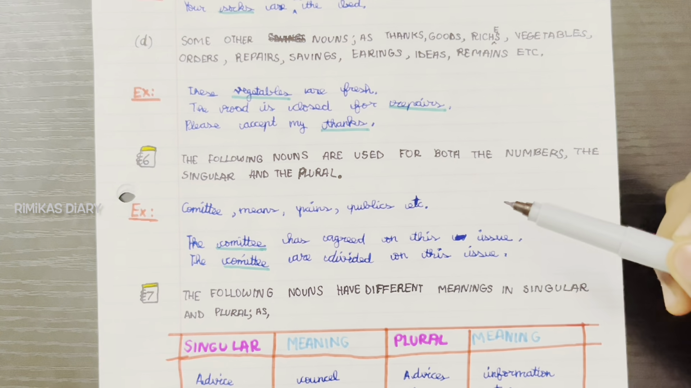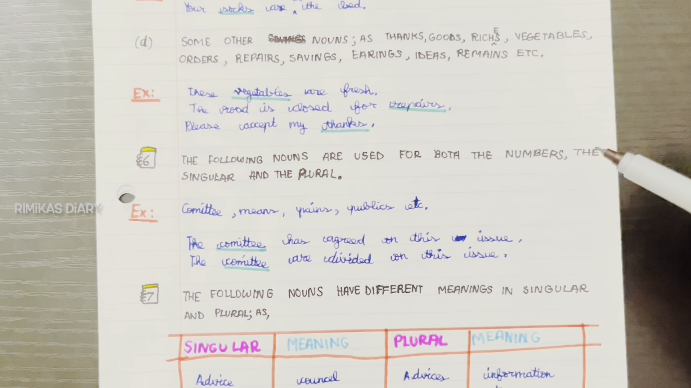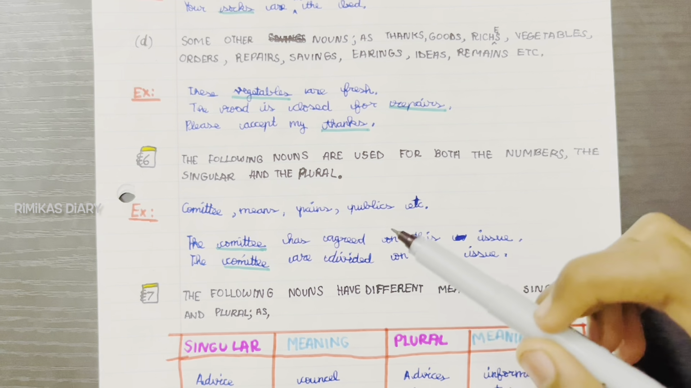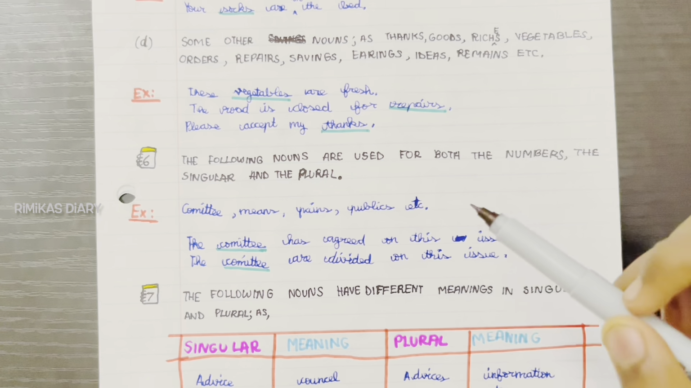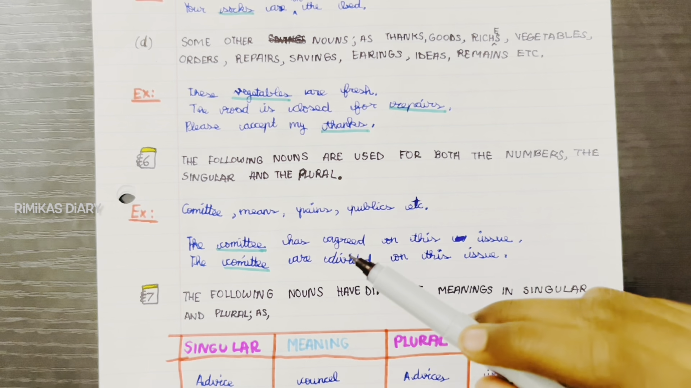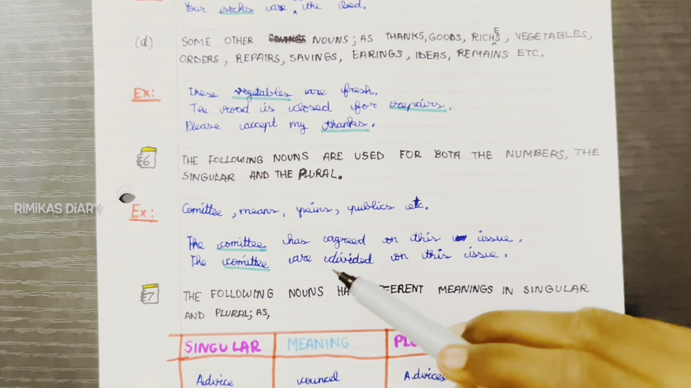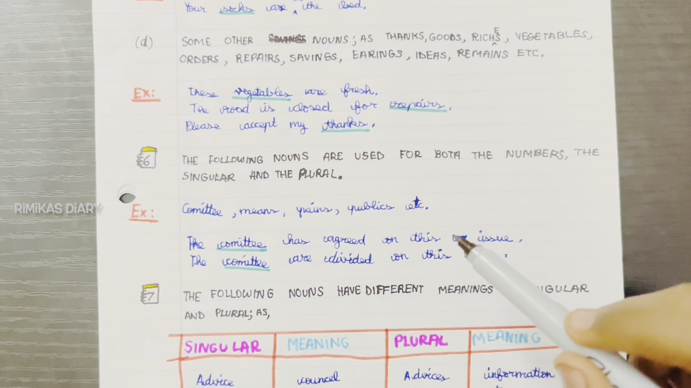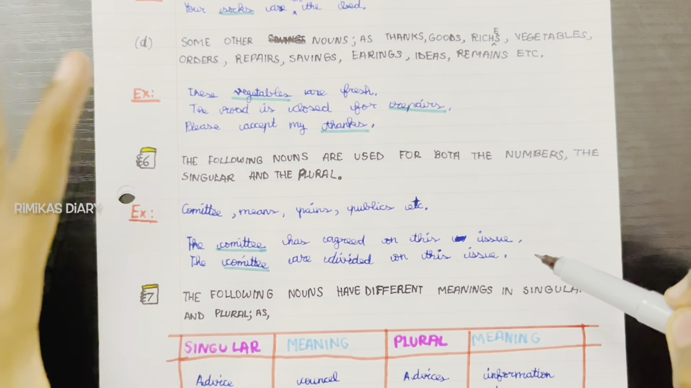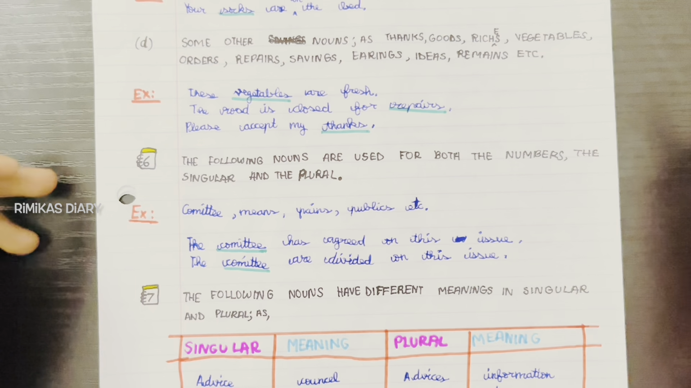Sixth one, the following nouns are used for both numbers, the singular and the plural. For example, committee, means, pains, publics, etc. For example, the committee has agreed on this issue. The committee are divided on this issue. So these words are always used as plural form.